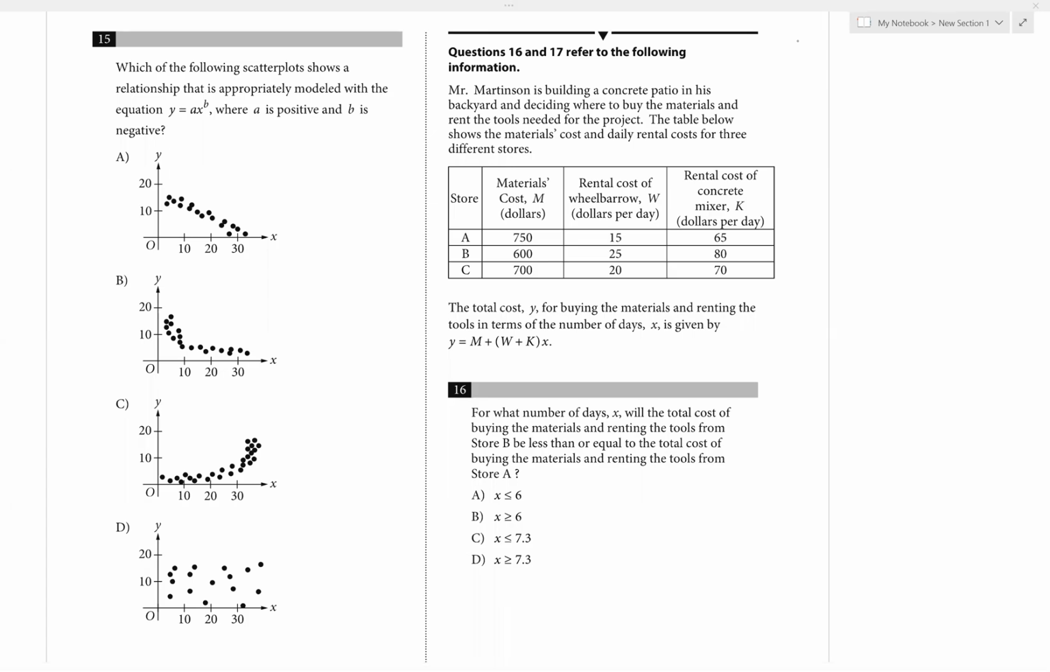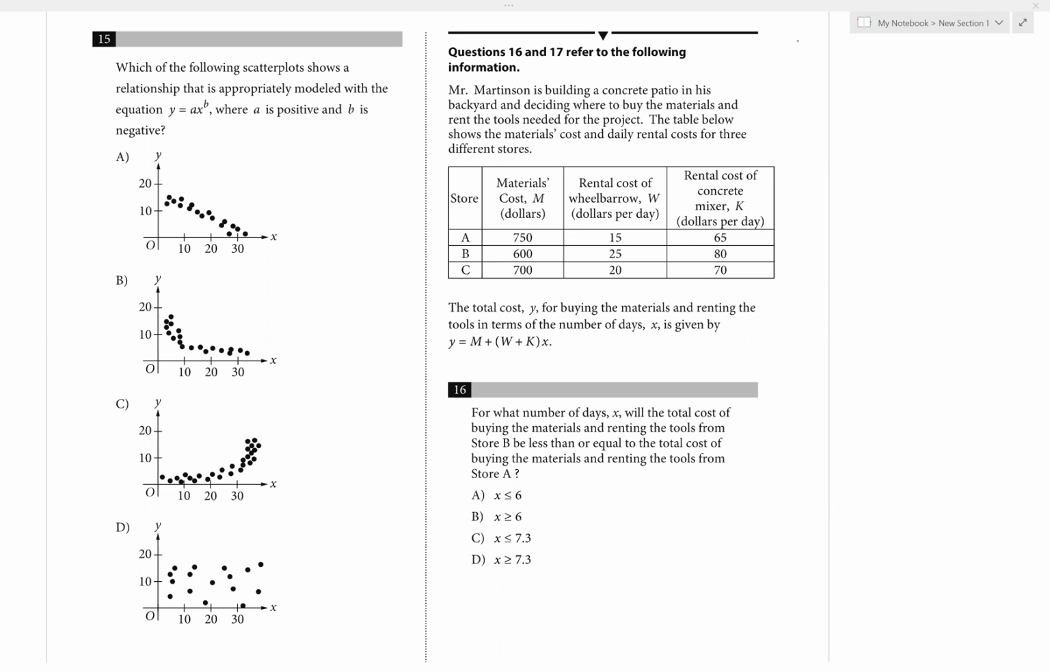Right, number 15. Which of the following scatter plots shows a relationship that is appropriately modeled with the equation y equals a x to the b, where a is positive and b is negative? Okay, so we're trying to pick out a model to represent this.